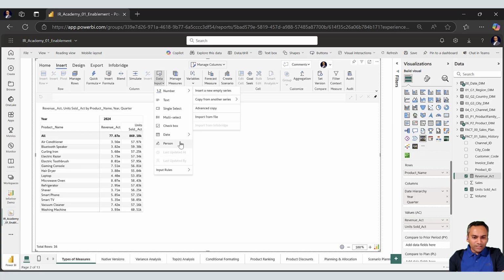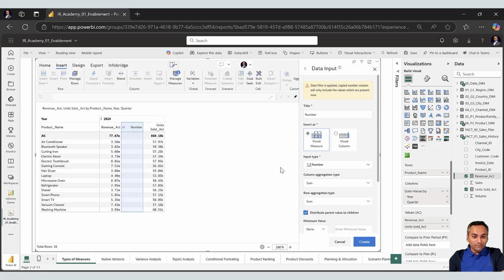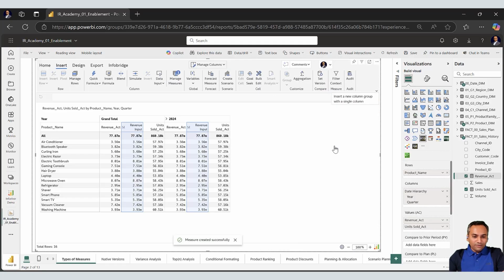There are multiple data types which you actually can input within Inforiver using the data input measures. I'll start with copying from an existing series, which is my existing native measure revenue actual. I'll just call it revenue input and then hit create. That's it. My first data input measure is ready.